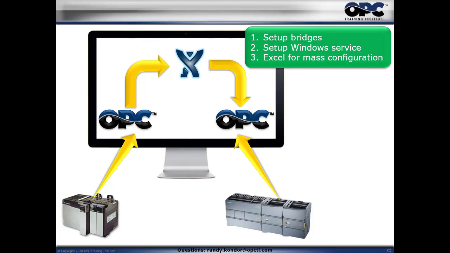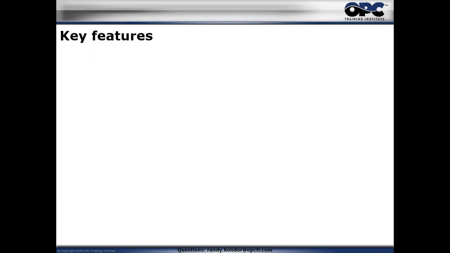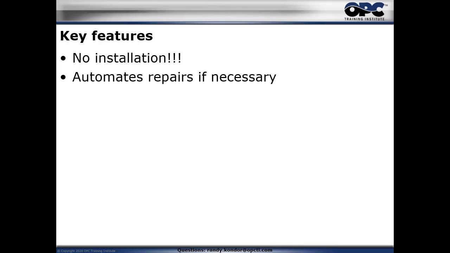Now, what is it that we're looking for when we do this stuff? Number one, I'll show you how to set up the bridges, how to set up the Windows service, because you always want to run it as a Windows service, and how to use Excel for mass configuration. Now, what are the key features that we're looking for in an application that does this? Well, number one, and we've heard this many times from many people, we don't want any installation. So don't change my Windows registry. Don't force me to go to an install that might invalidate something else I might have done before. So no installation.